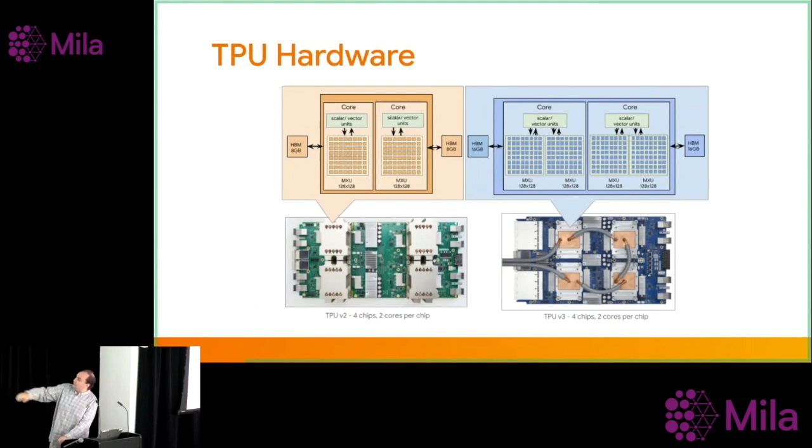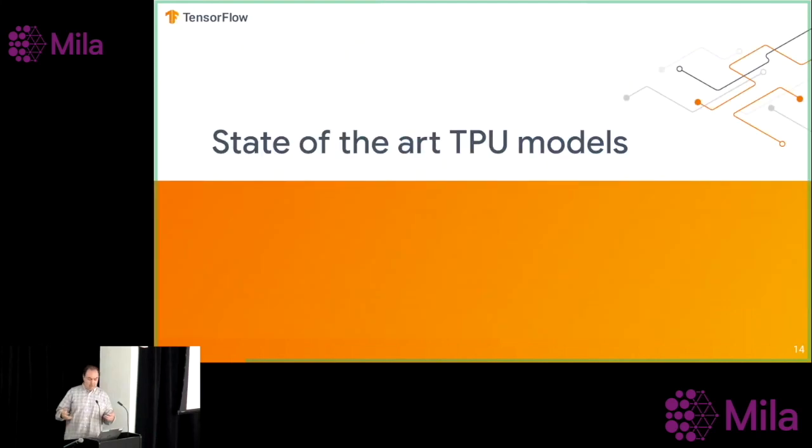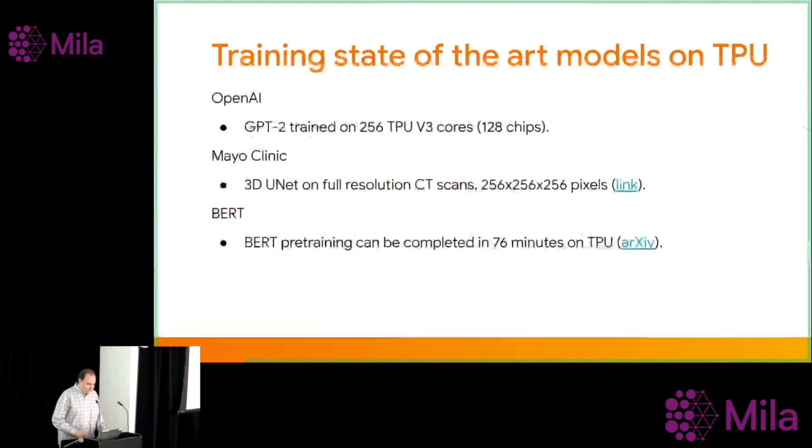And this TPU v3 chip, which is just coming online now in cloud, has more matrix multiply units, so it's twice as fast, and also has more memory, so more space for your parameters on the chips themselves. So I wanted to talk a bit about how people are using TPUs nowadays. Like what are people doing? Here are 3 examples of models which people have trained on TPUs, some internal and some external.